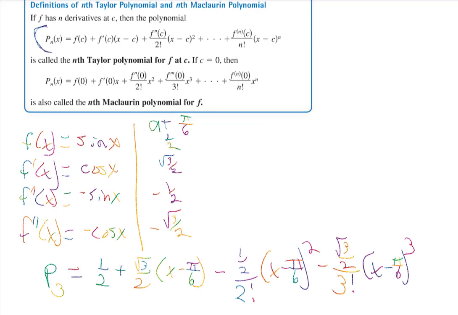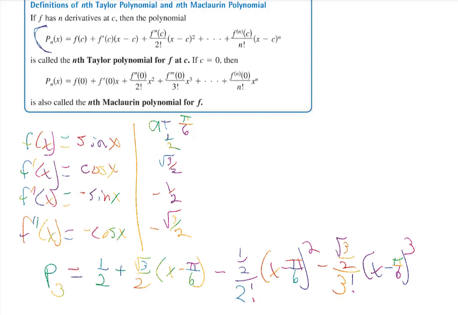Okay, if you look now, I found the four functions that we need, the function and its first three derivatives. I found the values, 1/2, root 3 over 2, negative 1/2, and negative root 3 over 2. And I simply plugged them into my formula that we've got here.